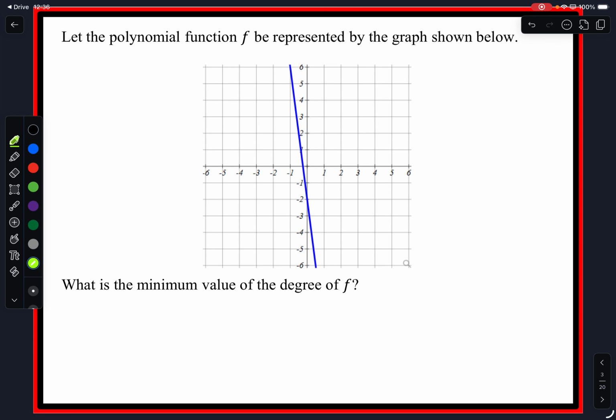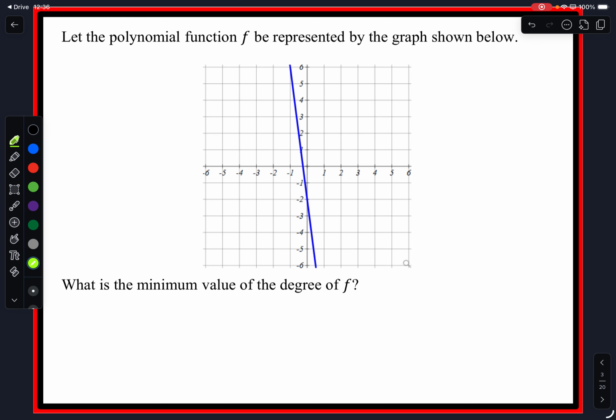In this example, I'm going to explain how to determine the degree of a polynomial using a graph. Now, for this particular graph, we have a graph that is just a straight line. But we won't be able to determine the exact degree of the polynomial. We will be able to at least determine the minimum value for the degree of such a polynomial. And it correlates directly to the number of terms that the graph or the polynomial has.